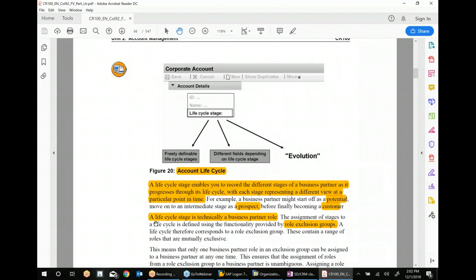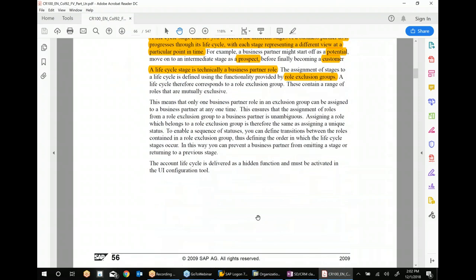Okay. Account life cycle. So customer has a life cycle. Every customer has a life cycle. Customer identified. Then it is my silver customer, is my gold customer, is my platinum customer, and now is my ex customer. So you can have the life cycle. You can define the roles.